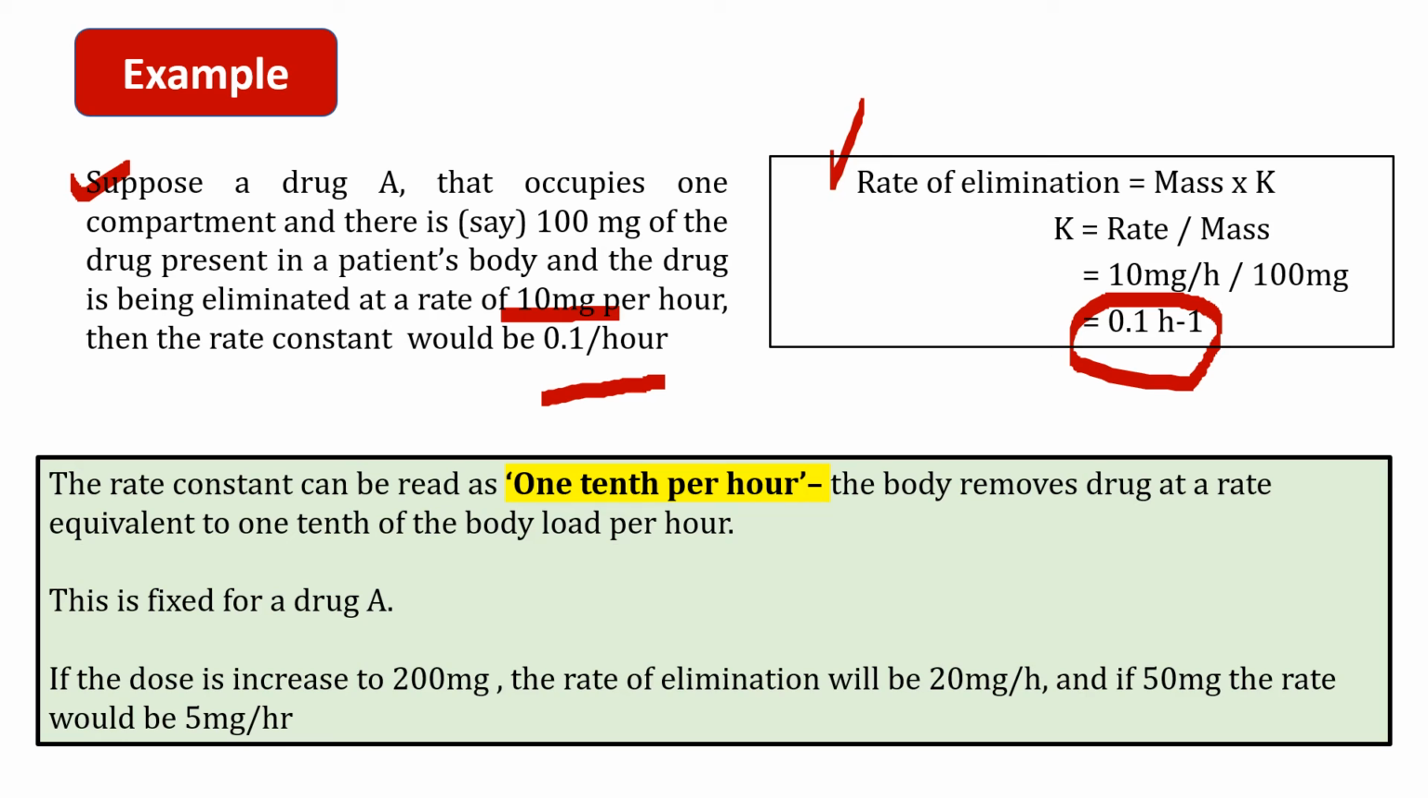Suppose now if I increase the dose to 200 milligrams, the rate of elimination will be 20 milligrams. If 50 milligrams, the rate of elimination would be 5 milligrams per hour. So it is a constant and is fixed for the drug A. That is why it is important to know the elimination rate constant of a drug.